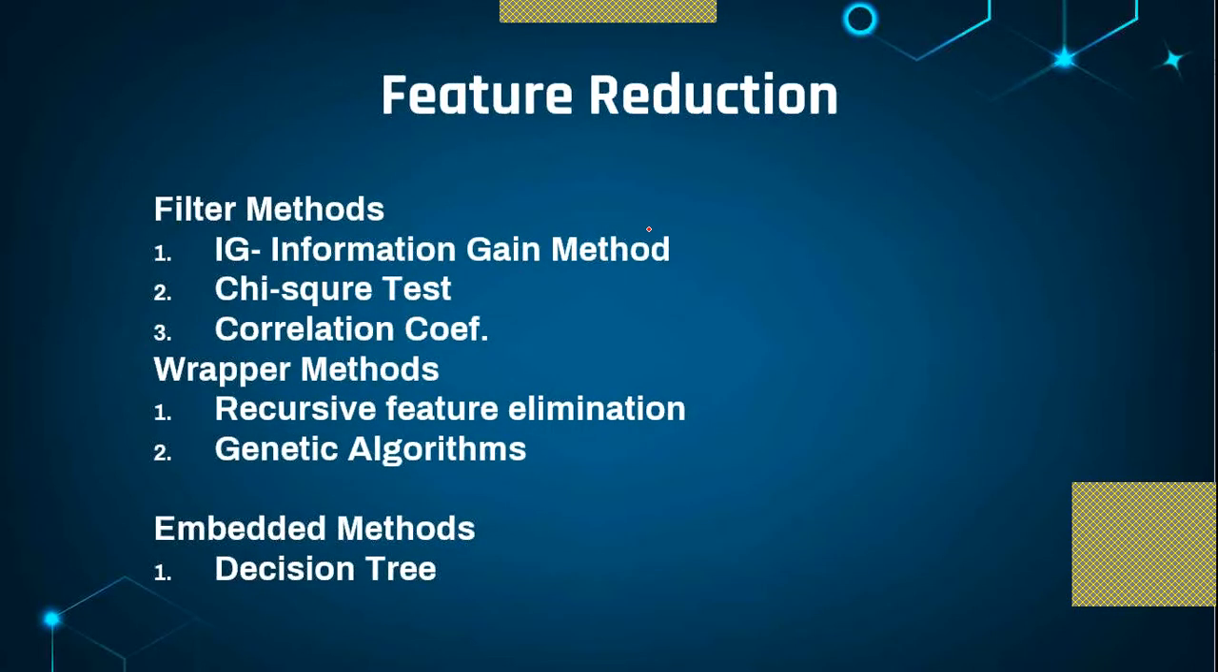Now, what methods are available for feature reduction? For feature reduction, we can use the filter method. For example, information gain, the chi-square test, and correlation coefficient. Then wrapper methods are also available, for example recursive feature elimination and genetic algorithm. So these are some feature reduction algorithms. Then embedded methods, in the embedded method we can see the decision tree and all these things.